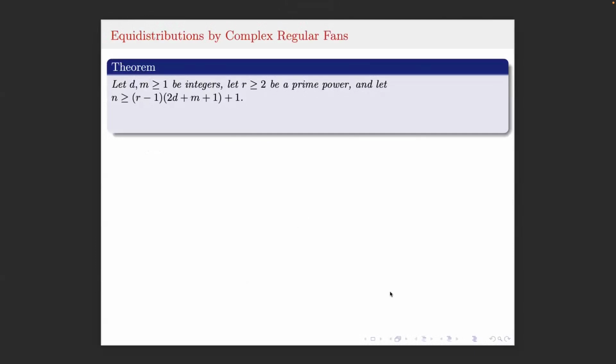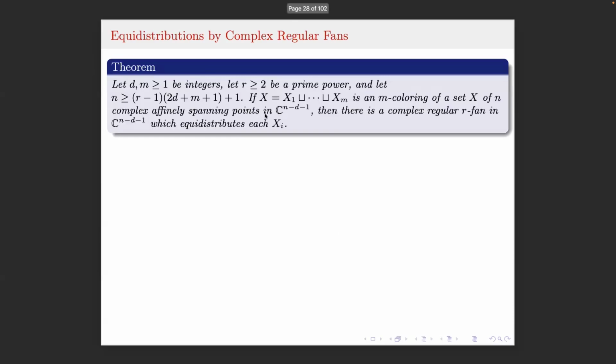So for complex regular fans, we have a very similar statement. So D and M are integers, and now we can let R be equal to 2, and still a prime power, and let N be, again, sufficiently large. We've jumped up from D to 2D in the previous theorem. And again, if we have an M-coloring of a set now of complex affine spanning points, so they don't all lie on a complex hyperplane, then there's going to be a complex regular fan in C^(N-D-1), which equidistributes each of the colors.